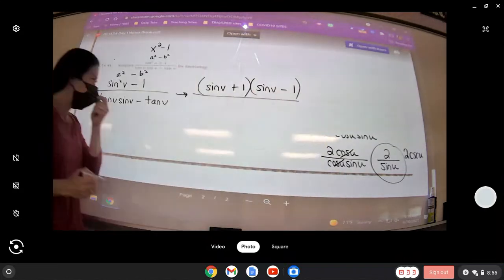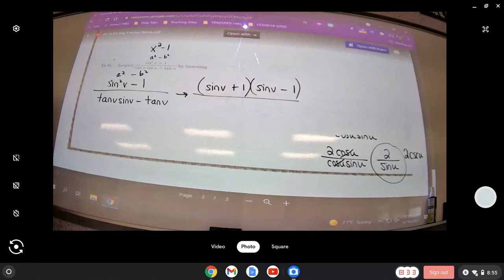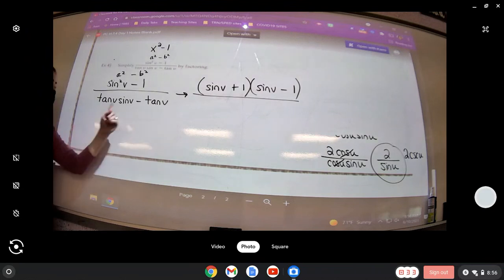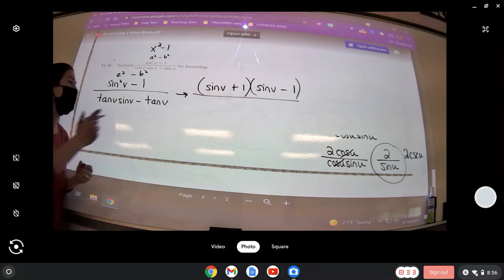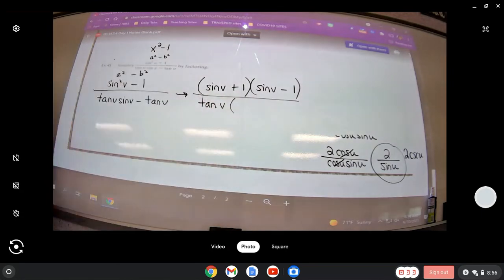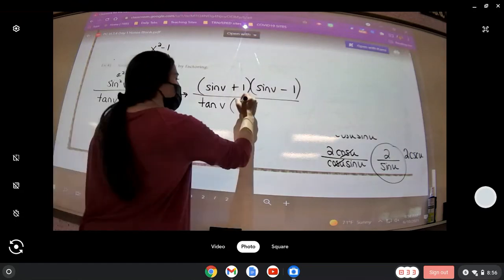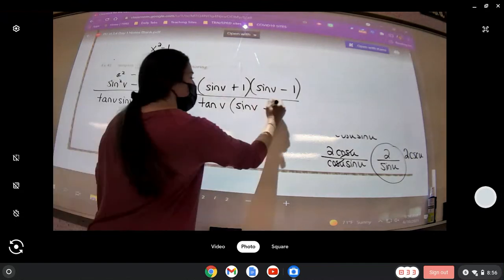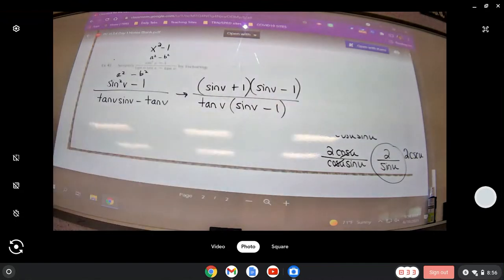Now when you go to the bottom, if you look at this one, I don't see any squared functions. However, this term has a tangent v, and that term has a tangent v. They have a factor of tangent v in common. Take it out into GCF. So now factor out tangent v. What would be left if I took a tangent v out of this term? Sine v. And then minus 1 if I took a tangent v out of that.